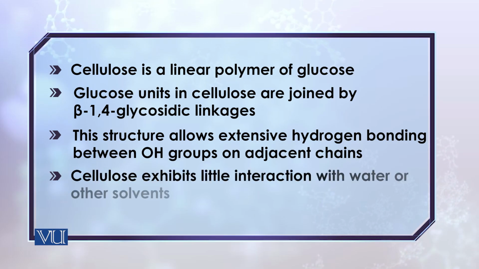Another very important thing about cellulose is that it's very inert. It doesn't interact much with water or other solvents, which contributes towards the stability of the plant. So it gives rigidity in the wood. Similarly, the rigidity provided by the cell wall is because of this feature of cellulose, that it doesn't dissolve in water much and doesn't interact much with other solvents.